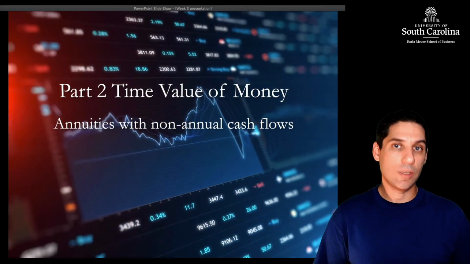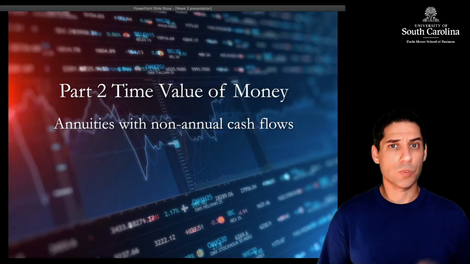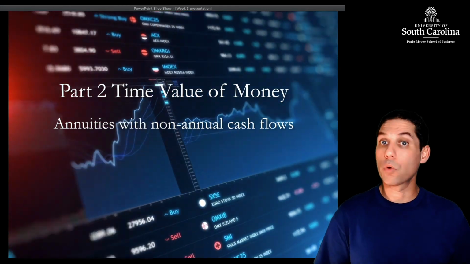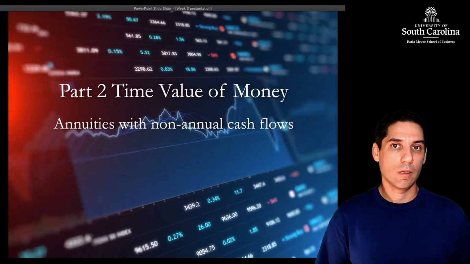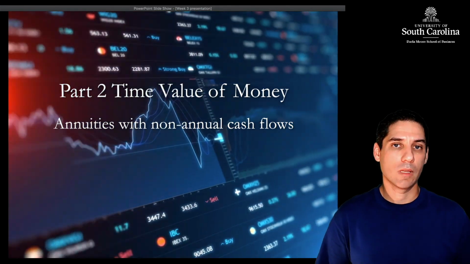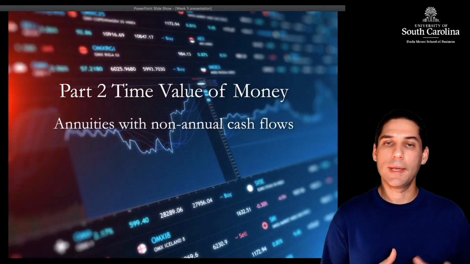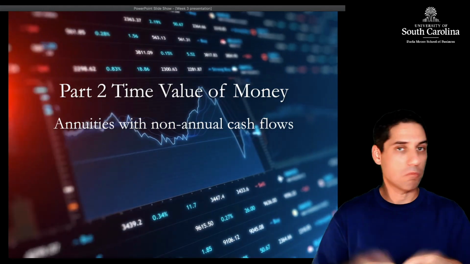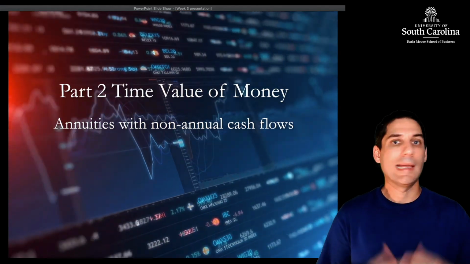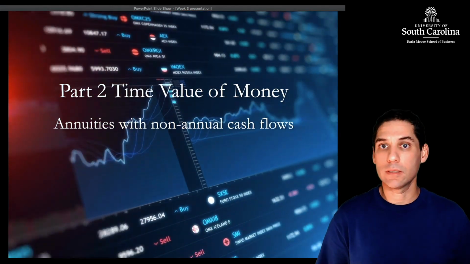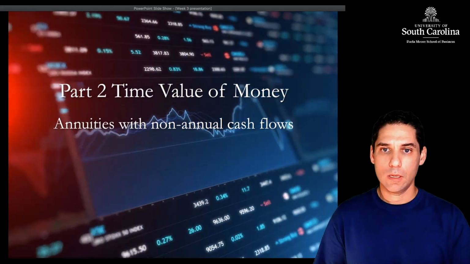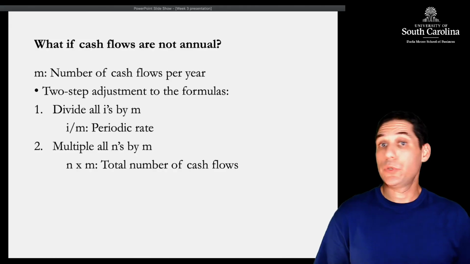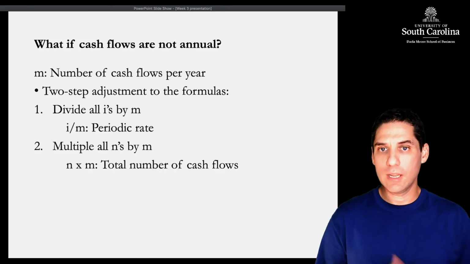Let's now look at annuities with non-annual cash flows, which are very common. Think about mortgage payments, which are monthly. Think about paychecks. So we have to figure out a way to find the future value and present value of these annuities, regular payments, regular intervals. However, the intervals are not necessarily annual. So what do we do if the cash flows are not annual?